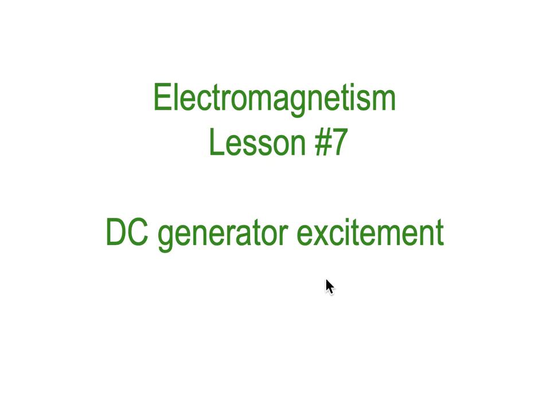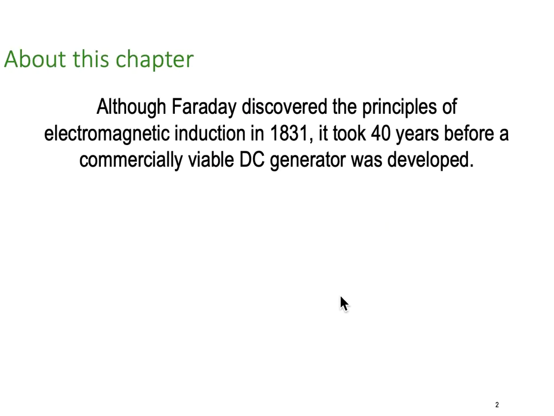We're back to electromagnetism, lesson number C7, and it's DC generator excitement. And it's not the kind of excitement you get at a theme park, but a different kind of excitement in a generator. So in this particular lesson, although a fellow by the name of Michael Faraday discovered the principles of electromagnetic induction way back in 1831, it took a long time, 40 years, before a commercially available DC generator was developed.